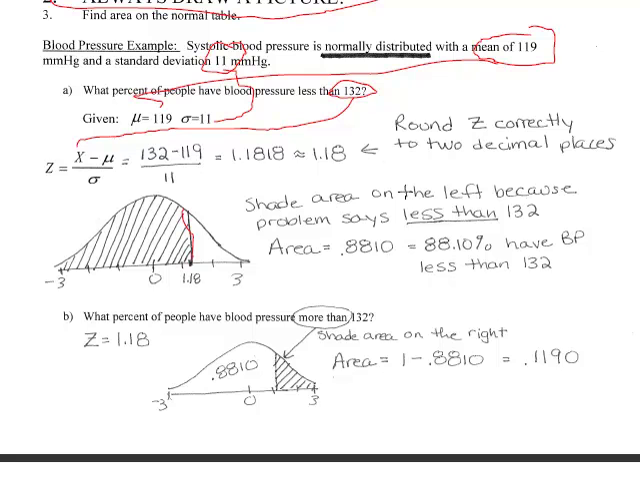So here's an example of where we're going to do so. This is convenient because we just did this problem. What if we had not just done that problem? We would have started by converting to standard units and we would have got the same z value. Where the problem would have diverged is when we drew our picture. Because it was more than, we would shade the area on the right. We would look it up the same way, so again we would get 0.8810. But now that's this piece, and the area we want would be 1 minus 0.8810, or 0.1190.